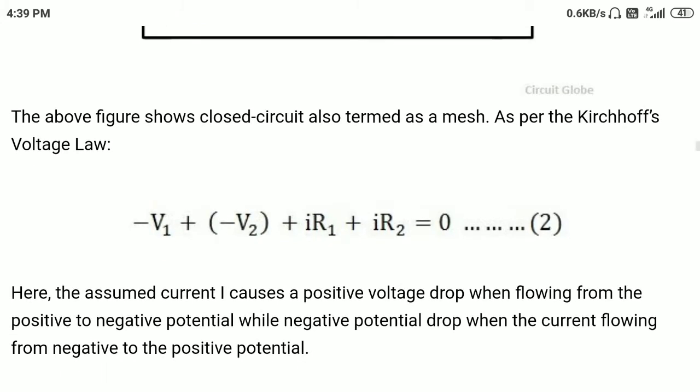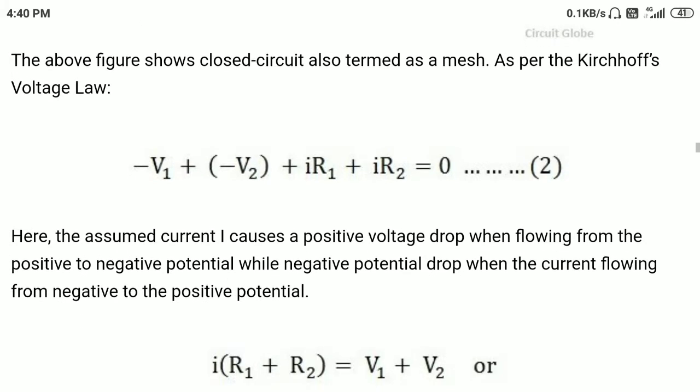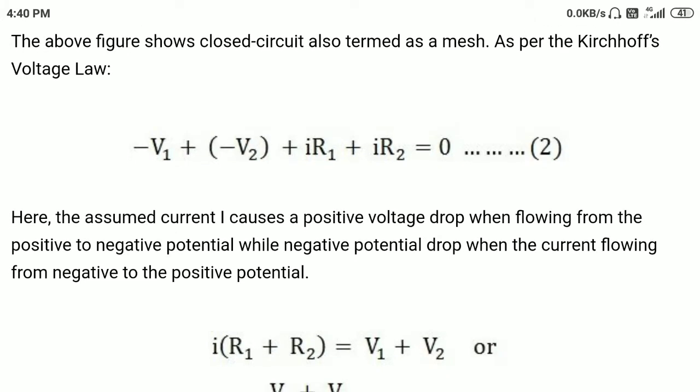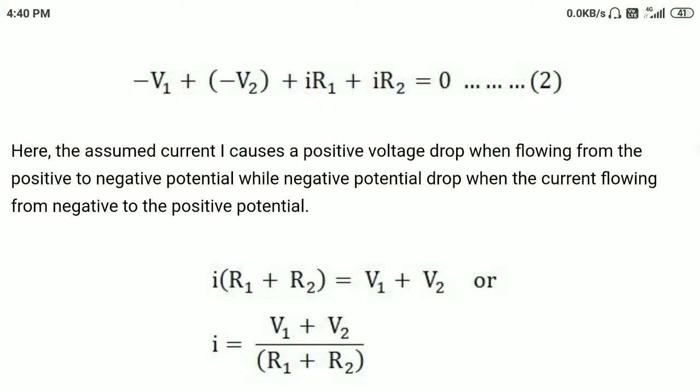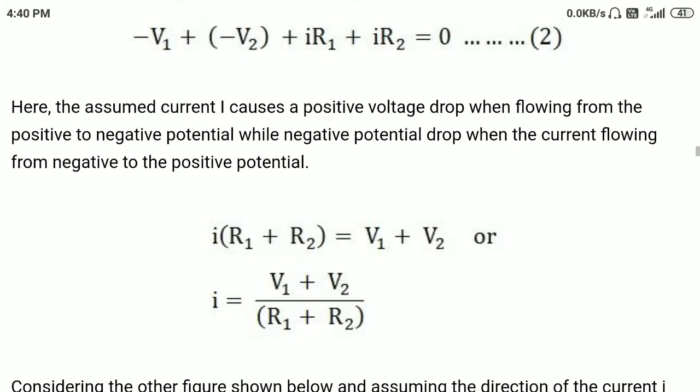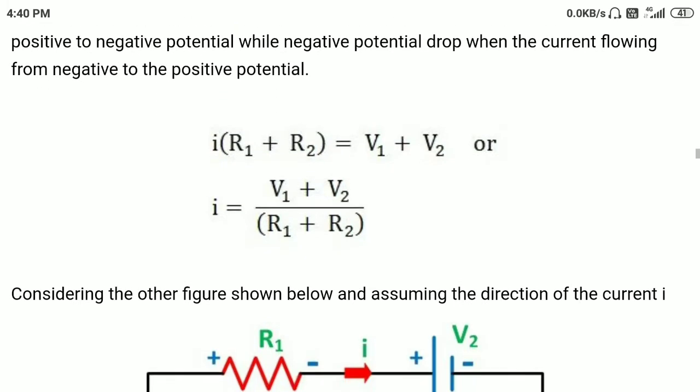That means the assumed current I causes a positive voltage drop when flowing from positive to negative. There will be a negative potential drop when the current flows from negative to positive potential. They write it this way: I into R1 plus R2 is equal to V1 plus V2. So current is equal to V1 plus V2 divided by R1 plus R2.